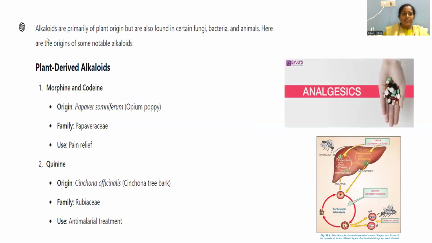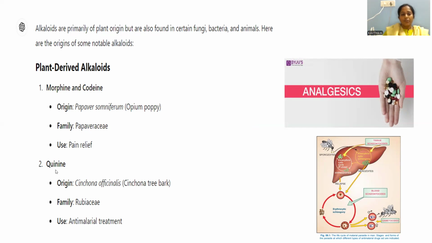Now we will see that alkaloids are primarily of plant origin, but are also found in certain fungi, bacteria, and animals. Here are the origins of some notable alkaloids. Though alkaloids are extracted from plants, animals, and microorganisms, most of the alkaloids are extracted from plant material. In addition to plant origin, we can extract these alkaloids from fungi, bacteria, and even animals.